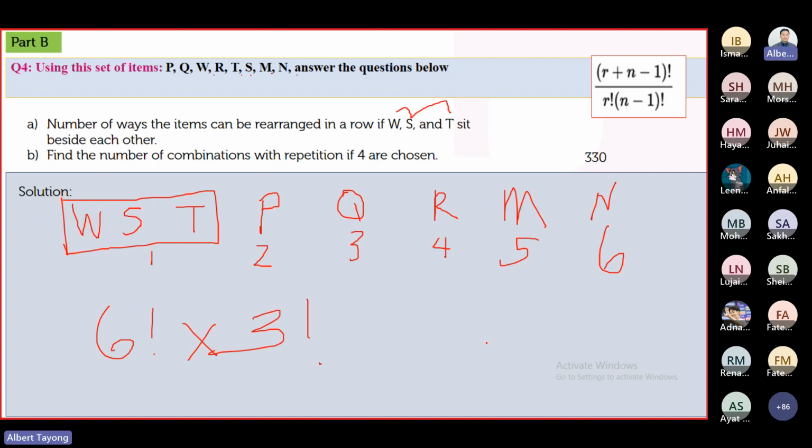So I hope this is clear to everybody. We have 1, 2, 3, 4, 5, 6 from 8. It becomes only 6. And how many ways can W, S, and T sit beside each other? 3 factorial, 6 ways. Okay, so of course you know how to solve that. 6 factorial times 3 factorial. So 4,320.